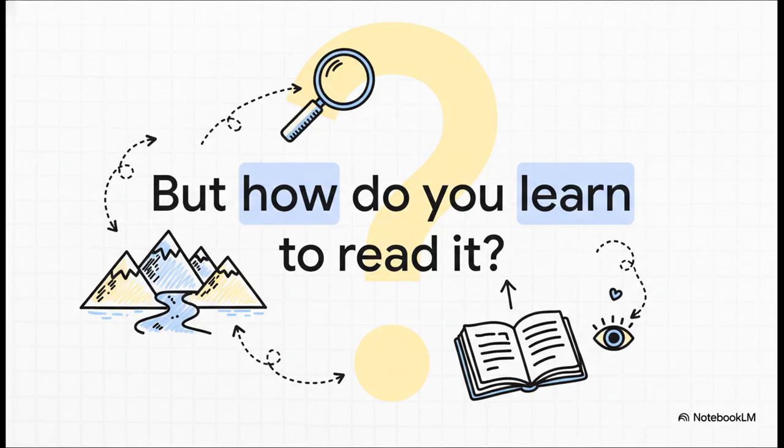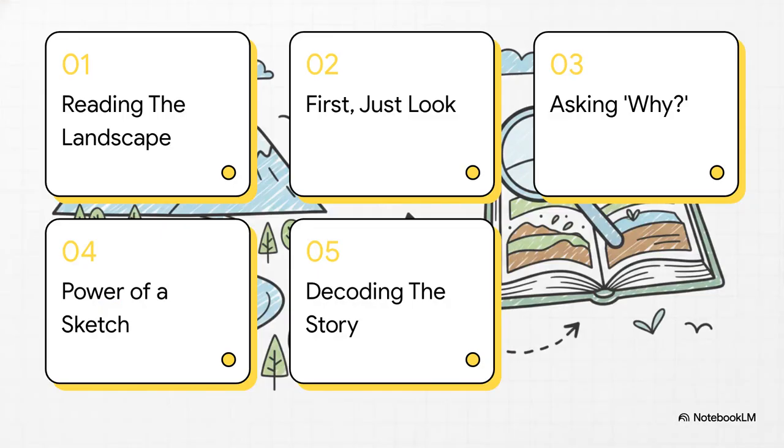But it turns out there's a simple, really powerful method that geologists and ecologists use to decode any landscape. And by the end of this, you're going to be able to use it too. So here's our roadmap. We'll start with the challenge of a complex picture. Then we'll get into a three-step process: just looking, asking why, and using a special kind of sketch. And then finally, we'll put it all together to read this landscape's full story. You ready? Let's do it.